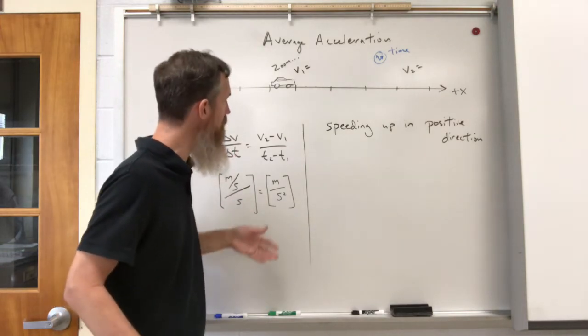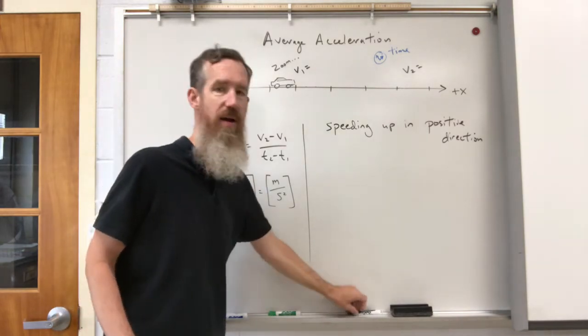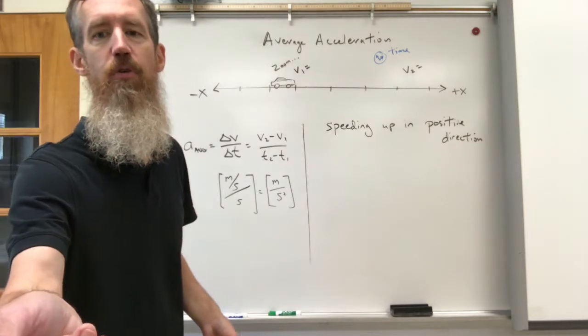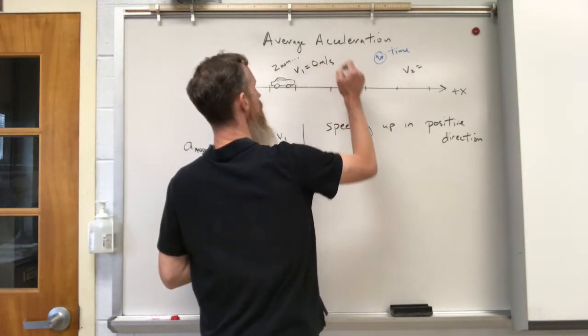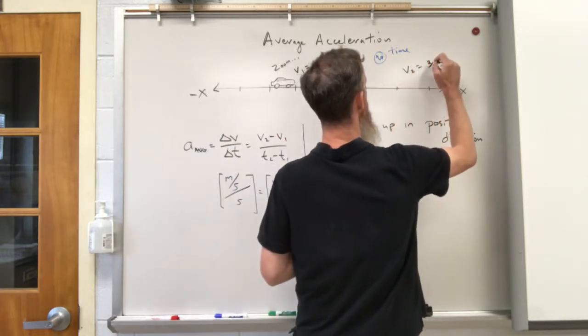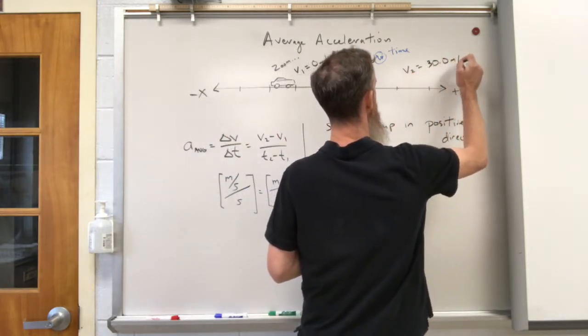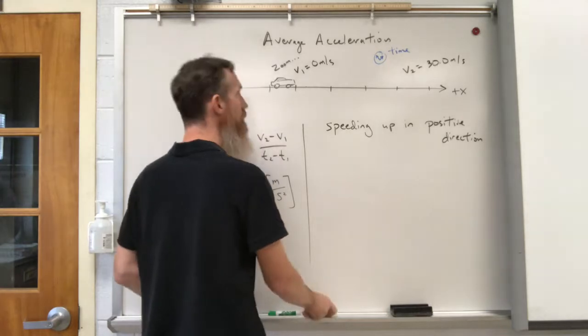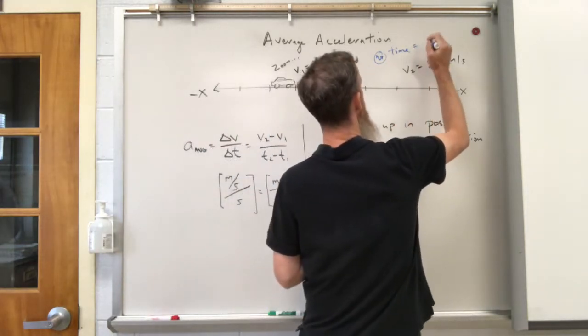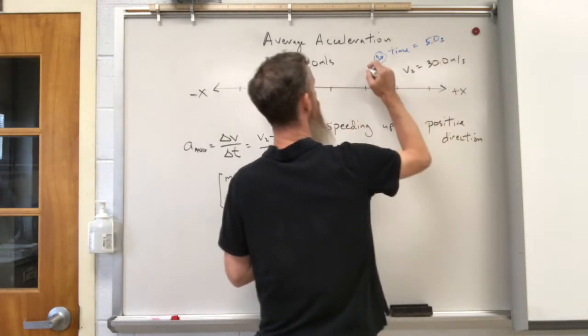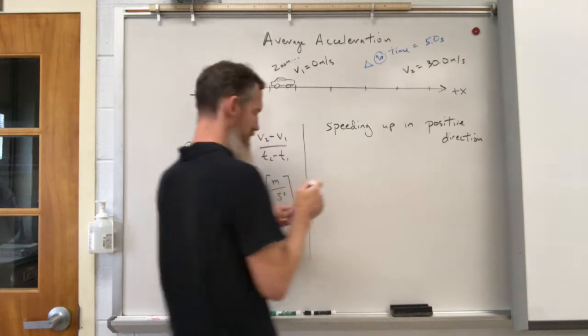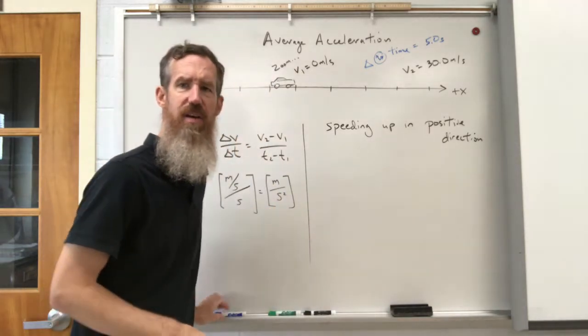So let's talk about a situation where we go from 0 meters a second, and let's go to 30 meters a second. And let's say we do this in 5.0 seconds. So we're going to have a change in time of 5 seconds.